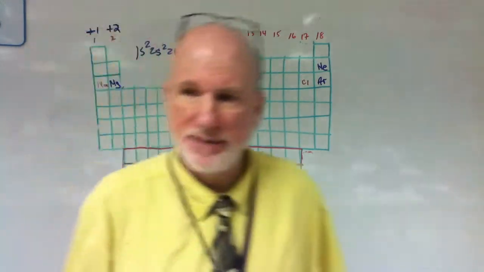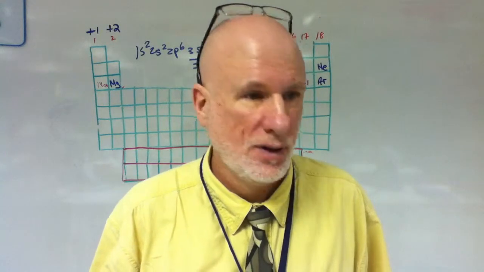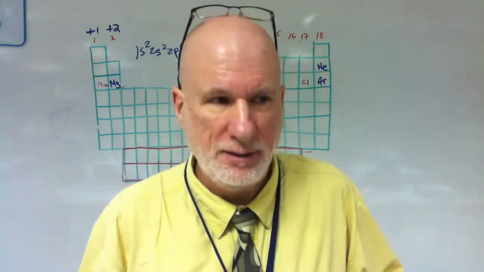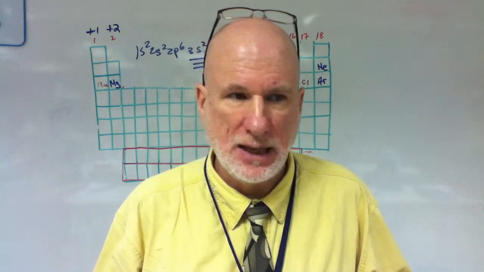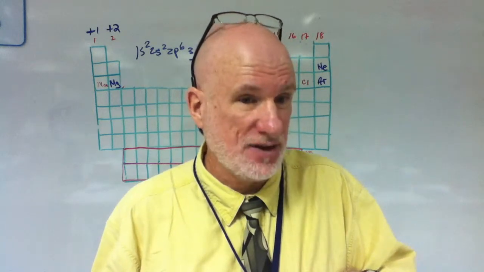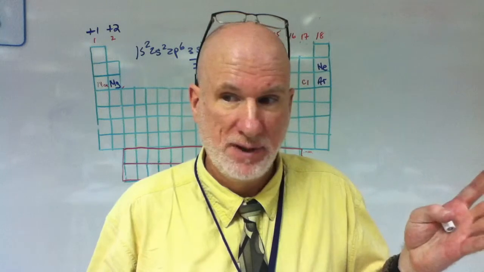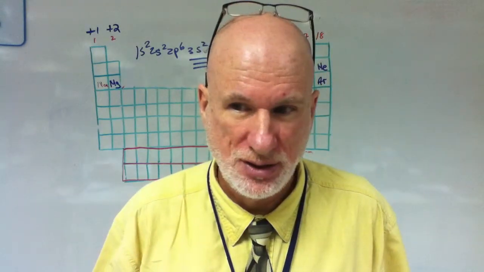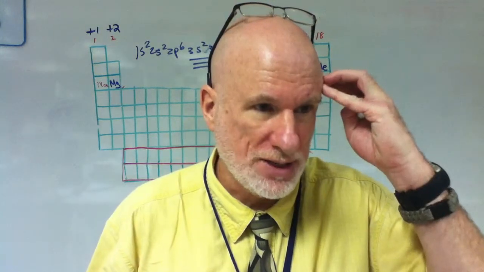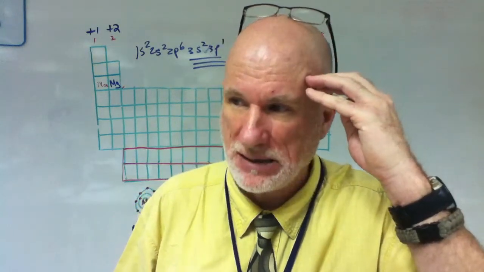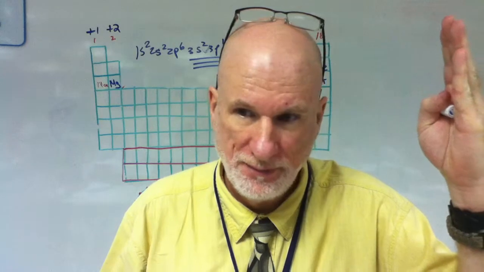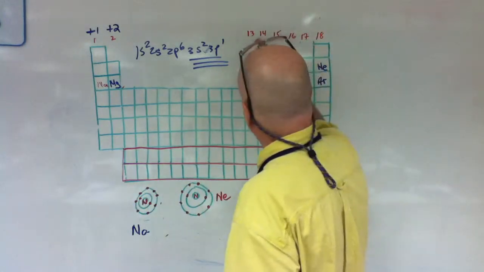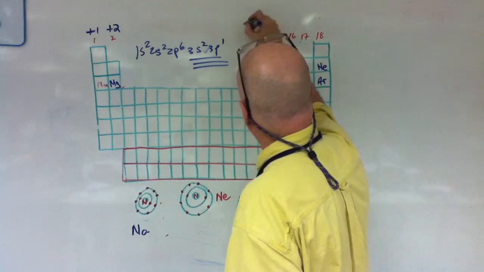How many electrons in the valence shell for aluminum? 3. So do you think it's going to give up 3 to be like neon or gain 5 to be like argon? What do you think? It's going to give up 3. What's its charge going to be when it gives up 3 negative charges? It has 13 protons, and how many electrons does it have after it reacts? 10. So a positive 13 and a negative 10 is what? Positive 3. The whole column is going to be +3.